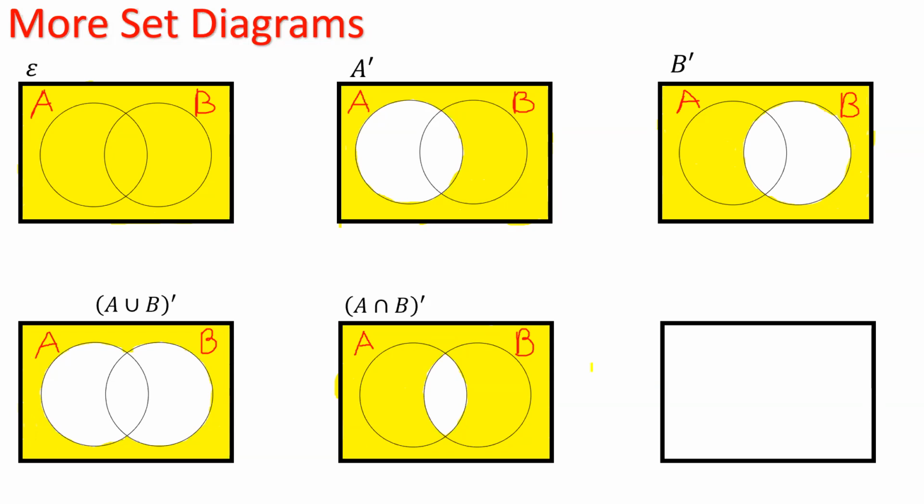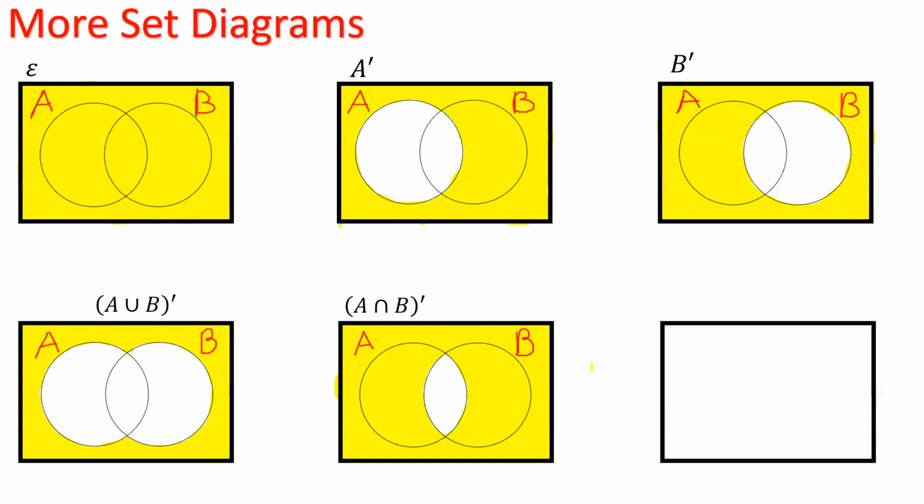Malik Rule, are you there? Yes, sir. I'm here. How do we get A union B complement? You will shade in everything outside of the two circles. Very good.